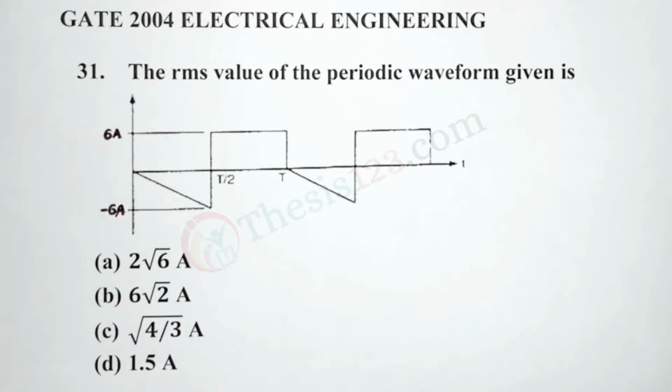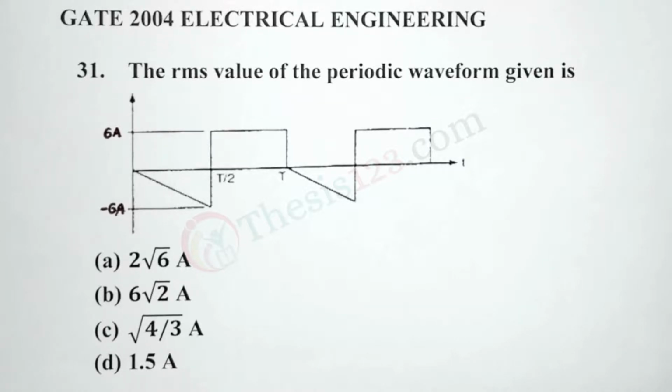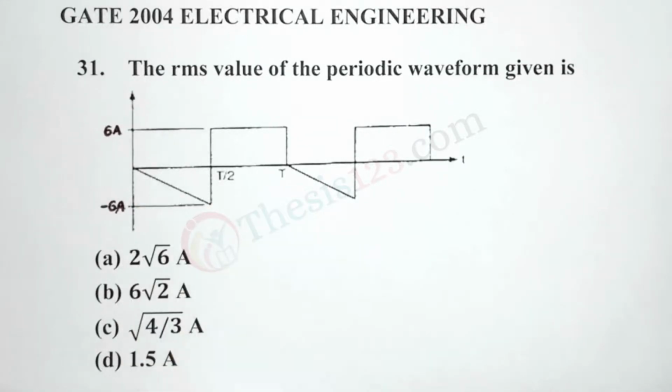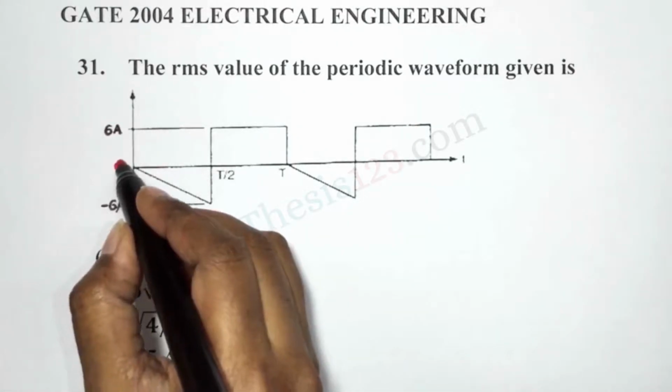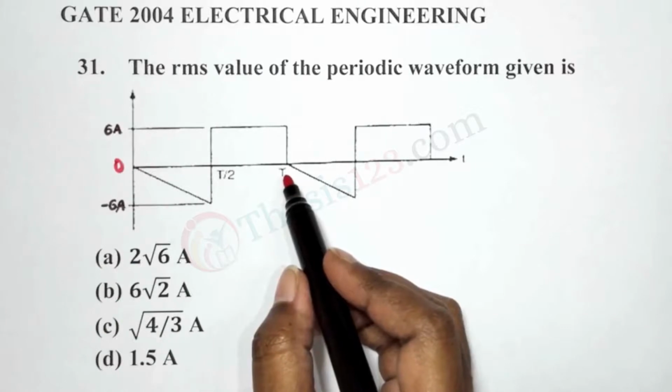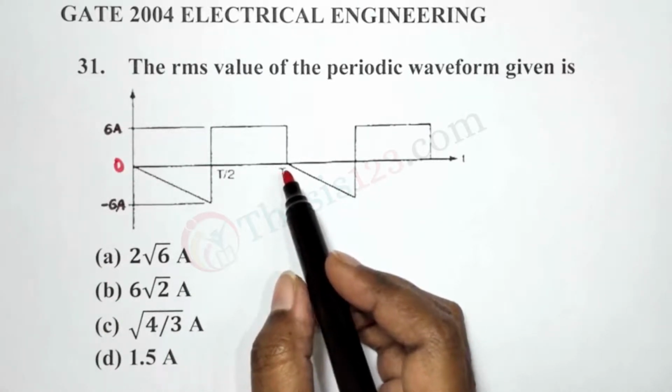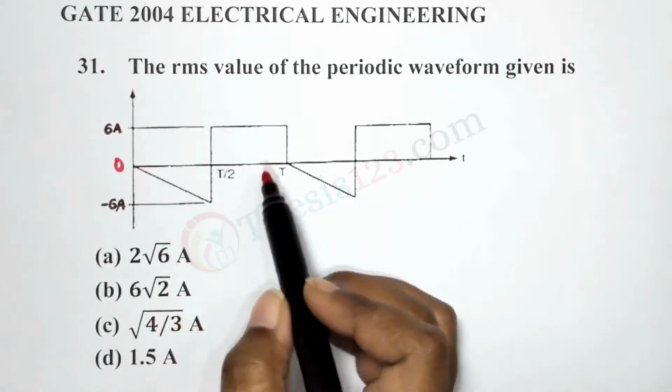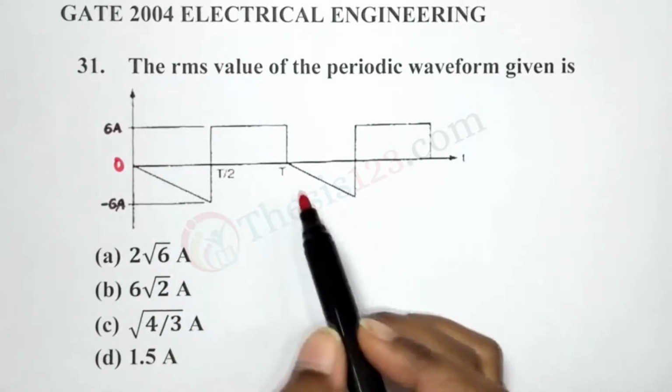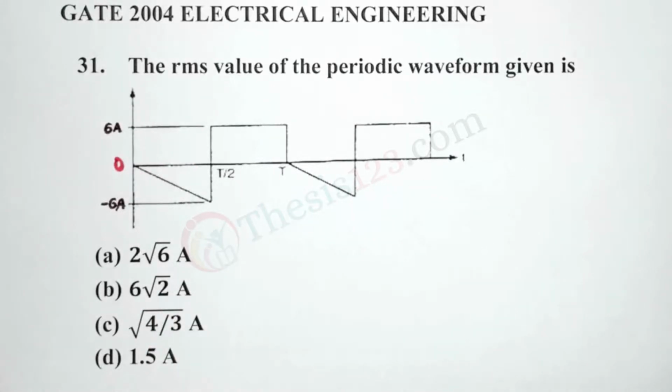Here is the next question, number 31. The RMS value of the periodic waveform given is, so we have our 4 options, 2 root 6, 6 root 2, root of 4 by 3 and 1.5. Now what we have to remember is that the RMS of the waveform is equal to the RMS of one period of the function. So here we will have to just take a note of the period from 0 to t. This is one period, one cycle of the waveform. So to find the RMS value of the entire waveform, we can just find out what is the RMS value of one period. That would be the same as the RMS value of the entire waveform.